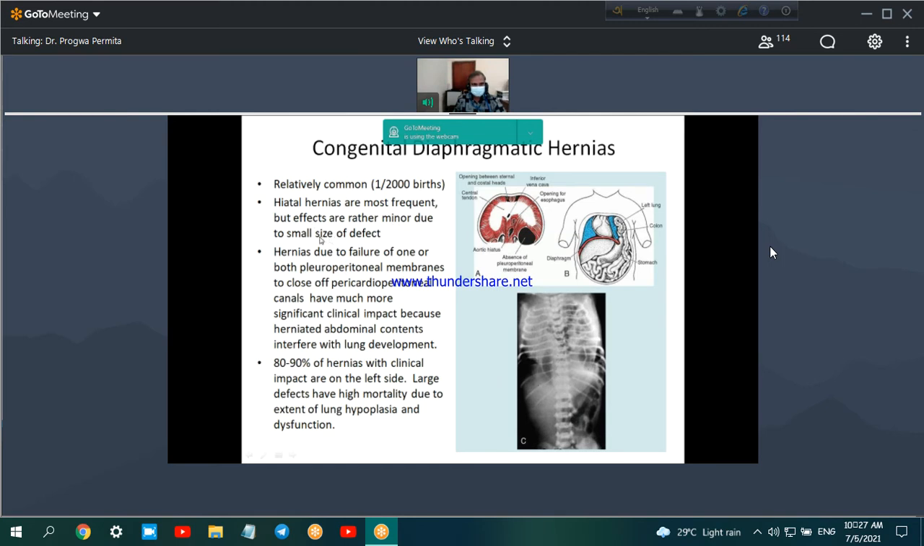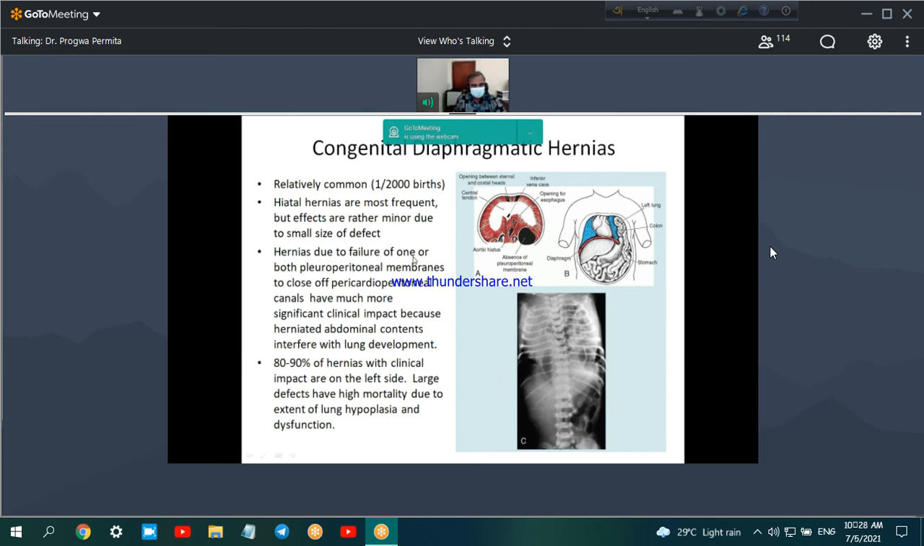Hiatal hernias are most frequent, but effects are rather minor due to small size. A hiatal hernia is one in which the abdominal contents pass through a small opening of the diaphragm. But in congenital diaphragmatic hernia, the septum transversum is not developed properly. A large portion of the abdominal contents pass into the thoracic cavity, which causes the collapse of the lungs, creating respiratory distress to the newborn.